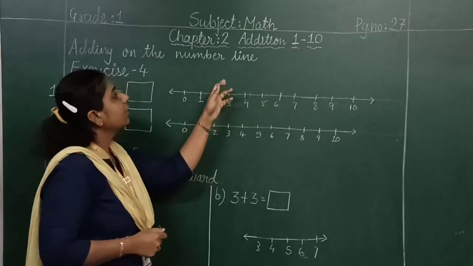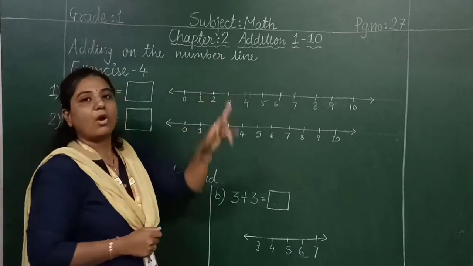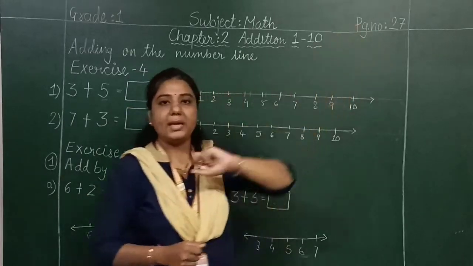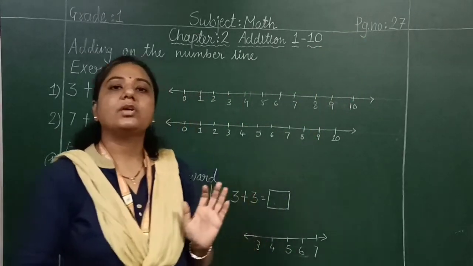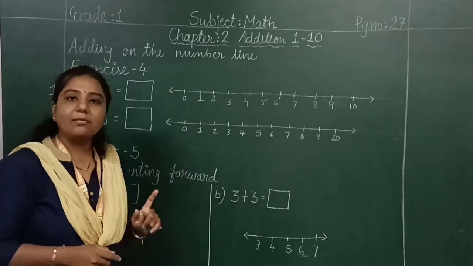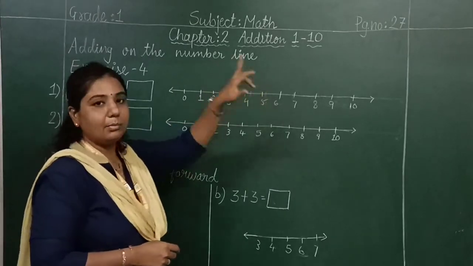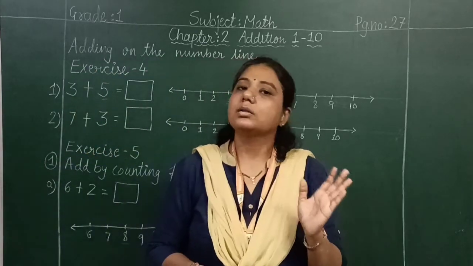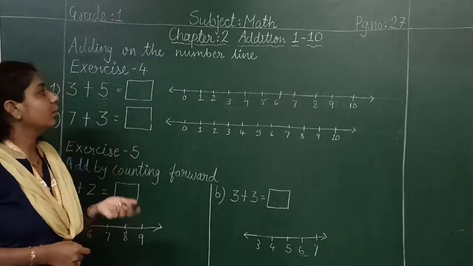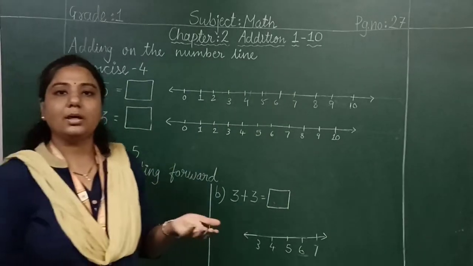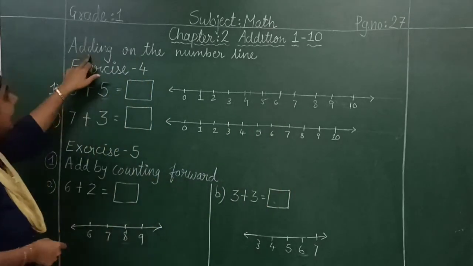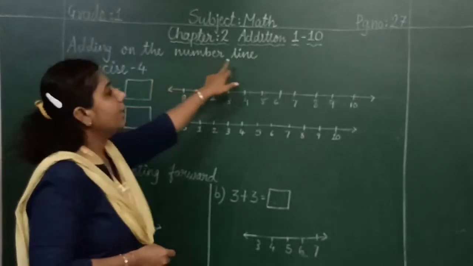Students, today we will do chapter number 2 from Maths, page number 27, Canopy textbook. Students, we have done till page number 26. Yes, in the part 1 video we did additions 1 to 10, up to page number 26. Today we will learn something new: how to add numbers on a number line. So, adding on the number line.